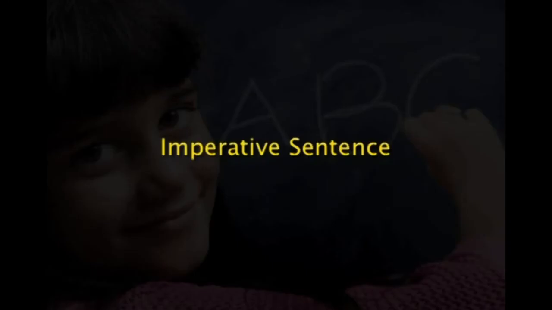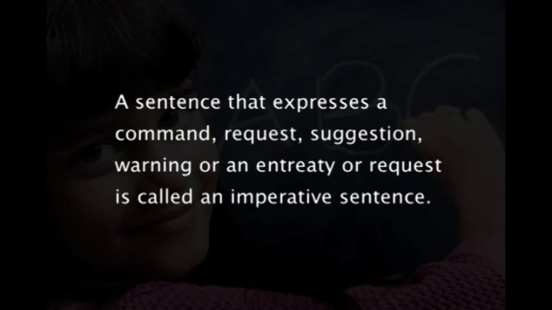Now the third type of sentence is the imperative sentence. A sentence that expresses a command, request, suggestion, warning, or an entreaty is called an imperative sentence. For example, "Be quiet" is an example of a command. "Please sit down" is an example of a request. "Watch out for the dog" is a warning. "Let's go slowly" is a suggestion. "Have mercy on us" is a plea. So these are different types of imperative sentences. Now let's look at the fourth type of sentence.